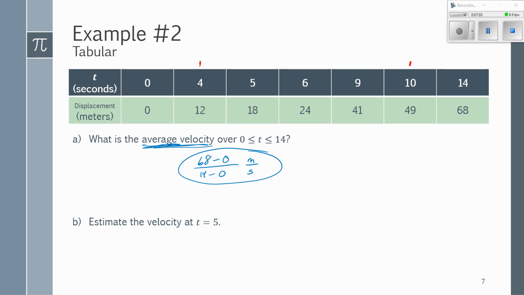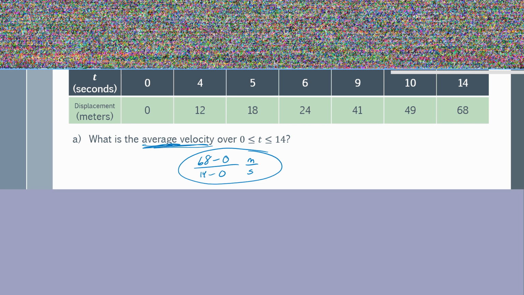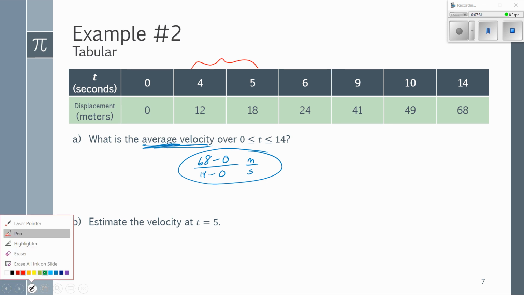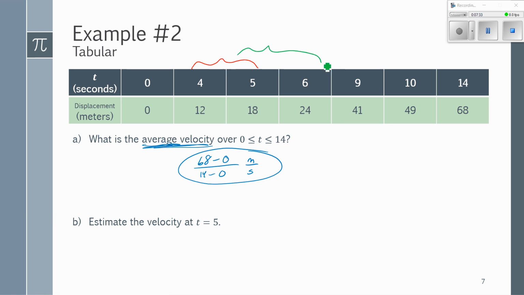But again, I could get closer. I could use 4 and 9, but I can still move closer. I could use 4 and 6. And at this point, this is basically the symmetric difference quotient that the calculator would be using, just with a larger h. But I can actually get closer to the 5. And I'm going to have two options here. I could use 4 and 5, or I could use 5 and 6.